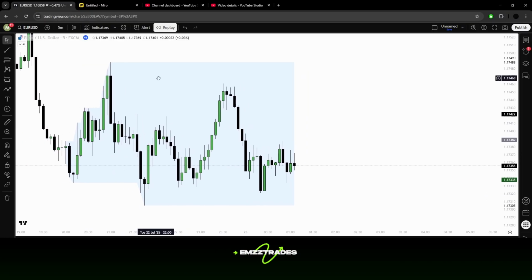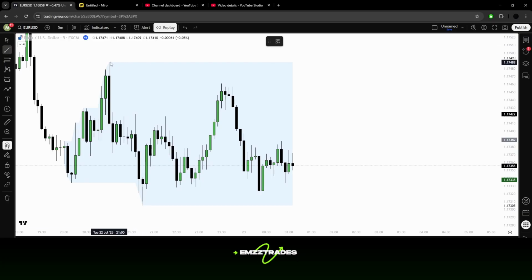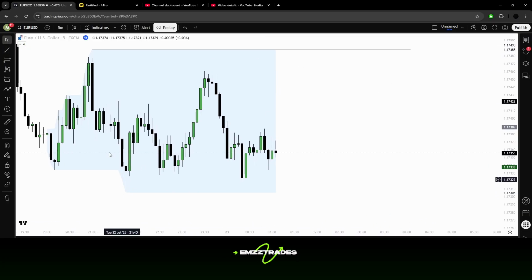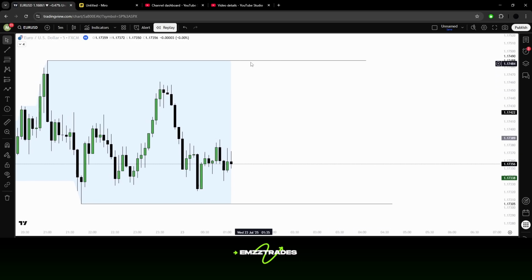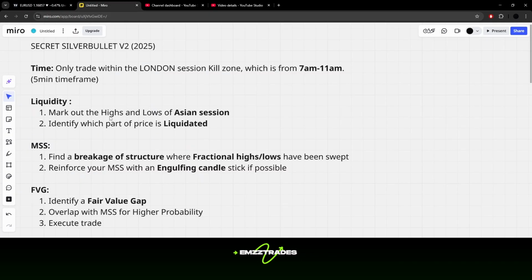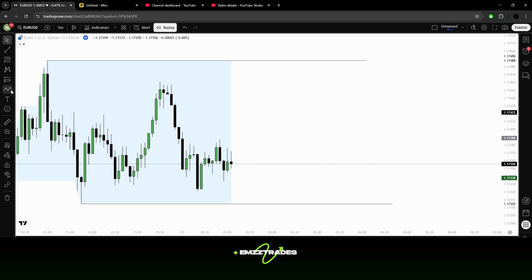So this is the Asian session right here. This is the highest point, which I'm going to mark out, and this here is the lowest point, which I'm going to mark out also. As soon as you mark out the highest and the lowest point, what we need to do from here on out is identify which part of price is liquidated first. So you need to wait for price to be taken out through the lows, for example, or you need to wait for it to be taken out through the highs. So what I'm going to do now is wait for price to take out one of these two areas.